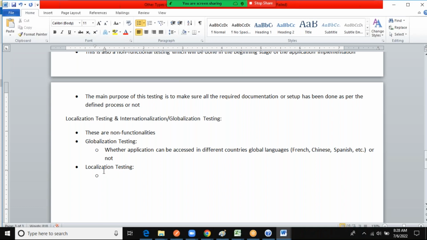Sir, the application will be tested using local languages. Like in our India, we have different states, so according to their state languages, the application will be tested, sir. So checking whether it is localized.